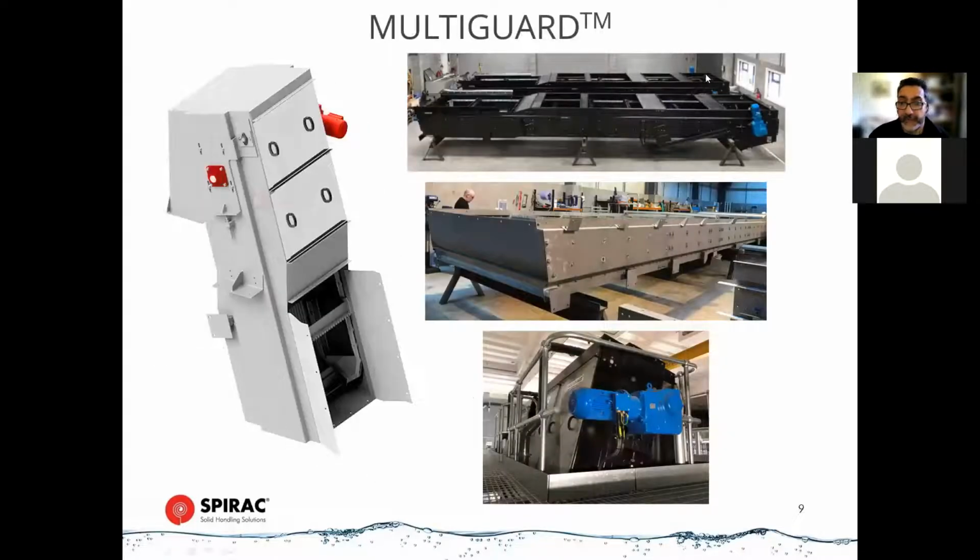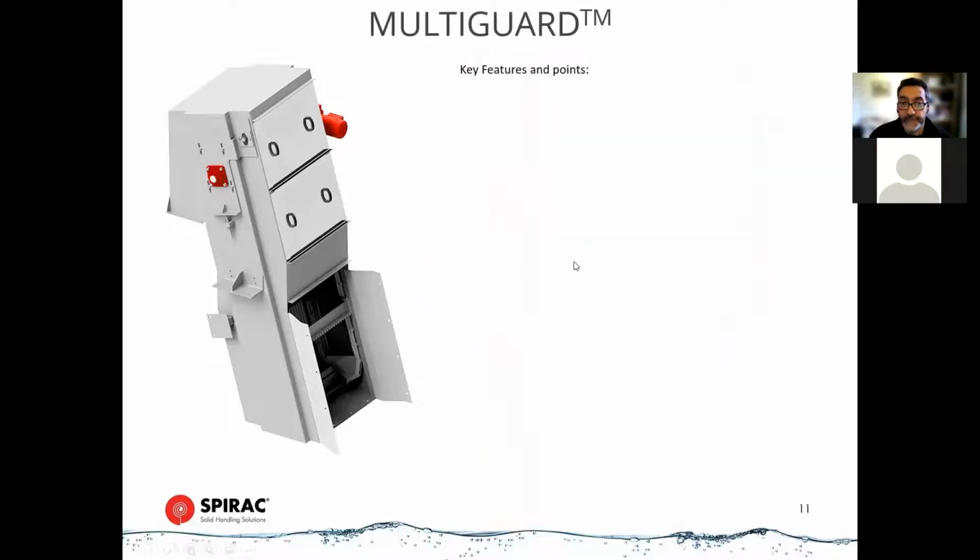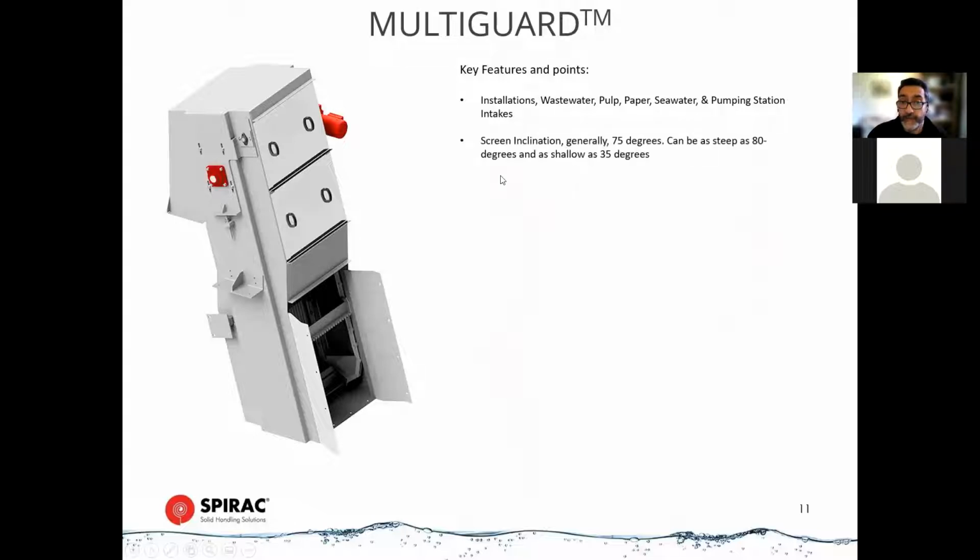The multi-guard is a series of grid bars which are arranged on the screen, and then there are multiple rakes which rotate on a rotating band or chain, which is driven by a sprocket and motor. This type of screen is usually installed in wastewater sewage works, of course, pulp and paper mills, seawater and pumping station applications and intakes. Usually the screen's inclined at 75 degrees.